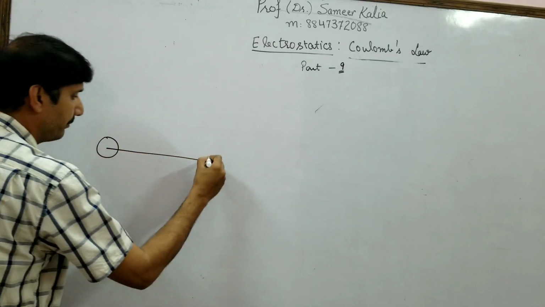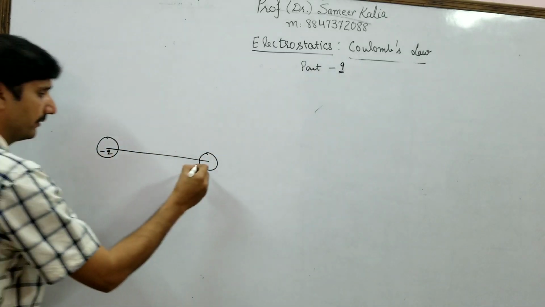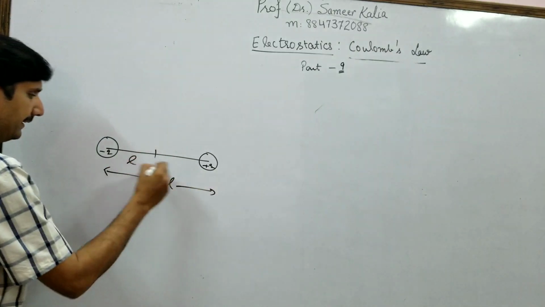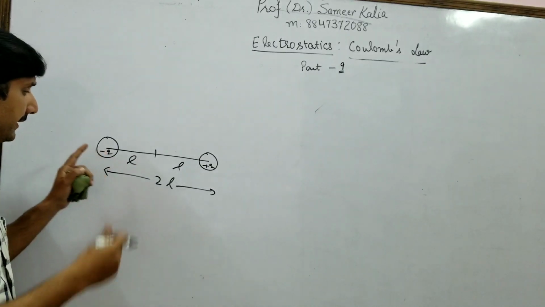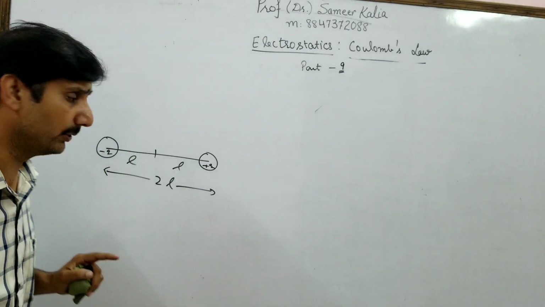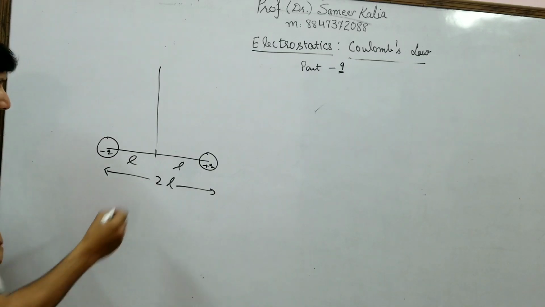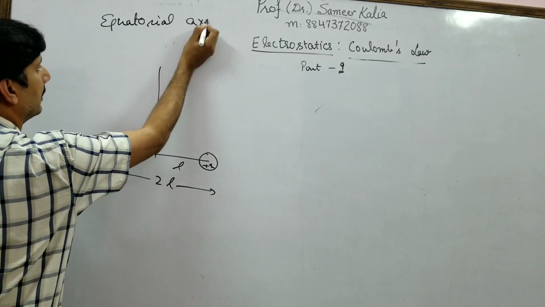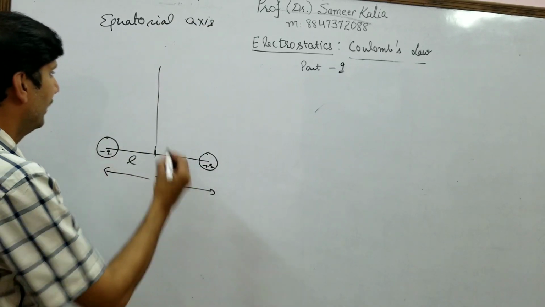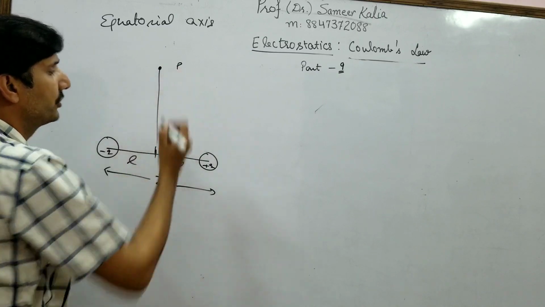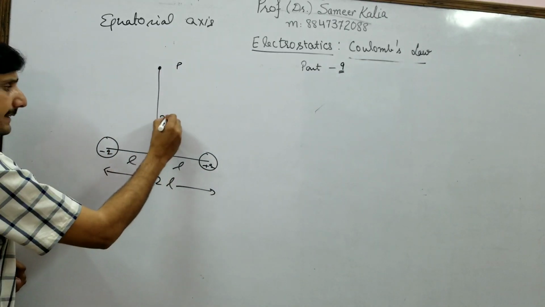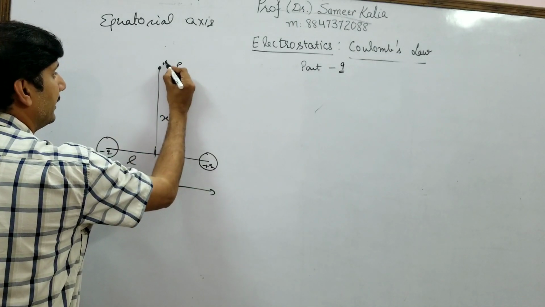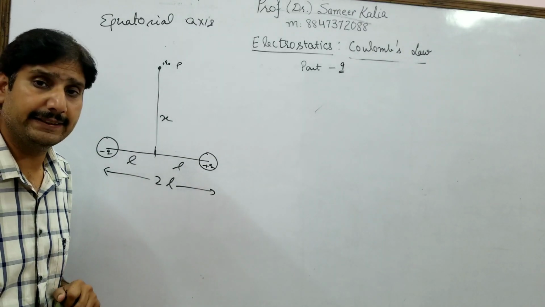Again, the same dipole. I've got minus q charge over here, plus q charge over here. The total length is 2L as usual. The distance of each charge from the center of the dipole is L. This line is the equatorial axis. So what do I do? Let's say this is the point P where I wish to find the electric field. It is at a distance x from the center of the dipole. I place a small positive test charge over here and see what happens.